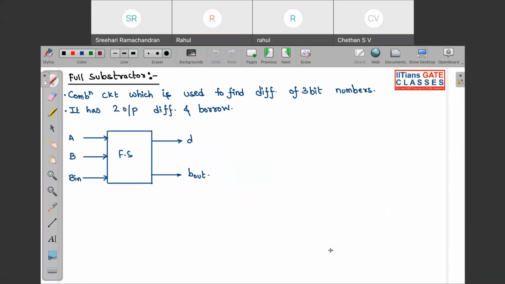Now next is the full subtractor. In a full subtractor, we usually have two 1-bit numbers along with one input borrow. So look over here, basically we have A, B and borrow in, along with difference and B out. I want you to very quickly find me what will be the difference and borrow.